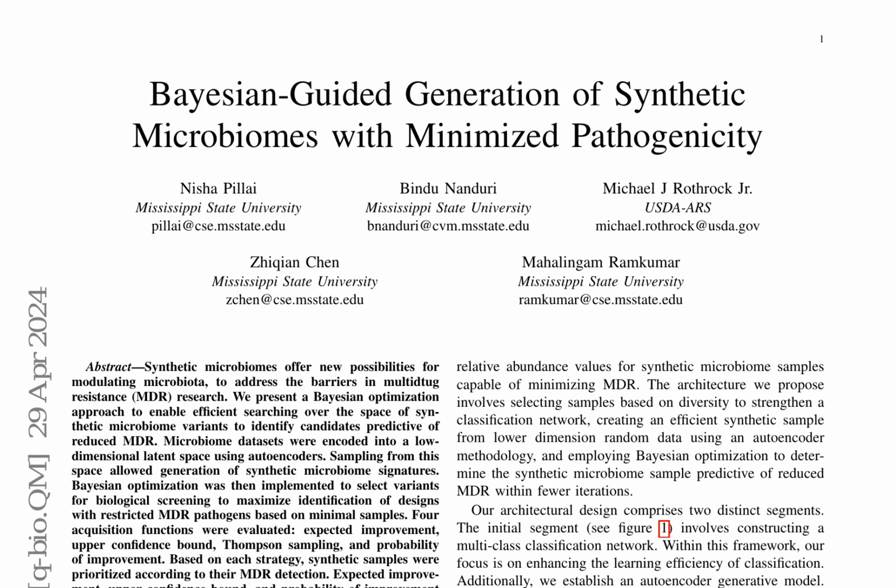Four acquisition functions are evaluated: expected improvement, upper confidence bound, Thompson sampling, and probability of improvement. Each strategy prioritizes synthetic samples according to their MDR detection capabilities. The results indicate that expected improvement, upper confidence bound, and probability of improvement consistently produce synthetic microbiome candidates with significantly fewer searches than Thompson sampling.